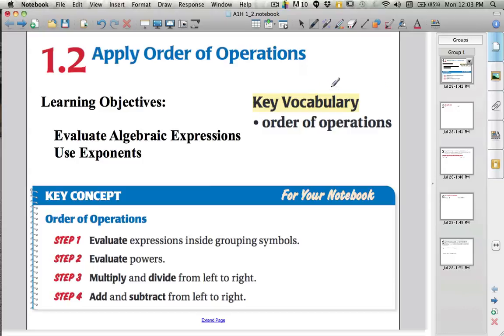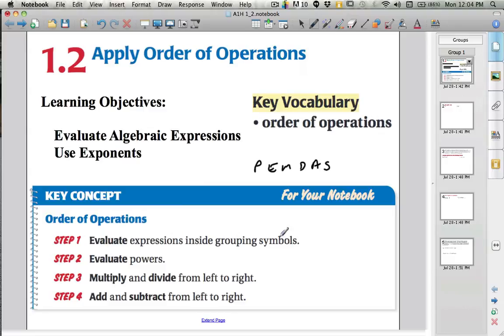So in section 1.2, we want to work with applying the order of operations. So we want to make sure that we understand the order of operations. And many people already know this as PEMDAS, or please excuse my dear Aunt Sally. And here's basically what you're looking at doing.